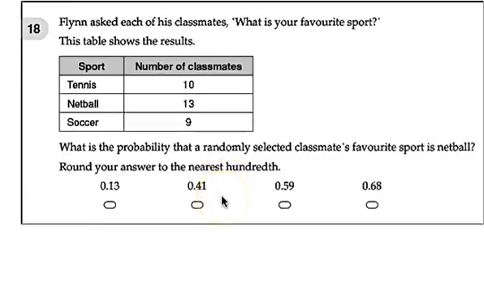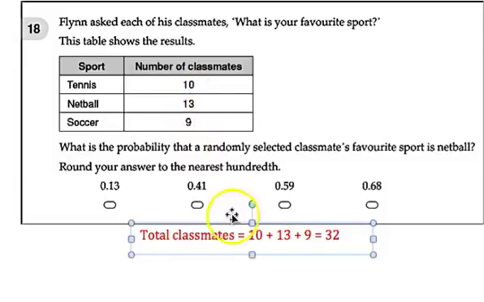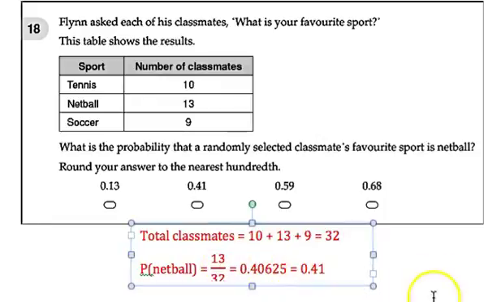Okay, question 18. Flynn asked each of his classmates, what is your favourite sport? And we can see the results in this table. 10 people said their favourite sport was tennis, 13 people for netball and 9 for soccer. And the question is, what is the probability that a randomly selected classmate's favourite sport is netball? Round your answer to the nearest hundredth. Now we can see that total classmates is 10 plus 13 plus 9, which is 32. And the probability that someone's favourite sport is netball would be 13 divided by 32.